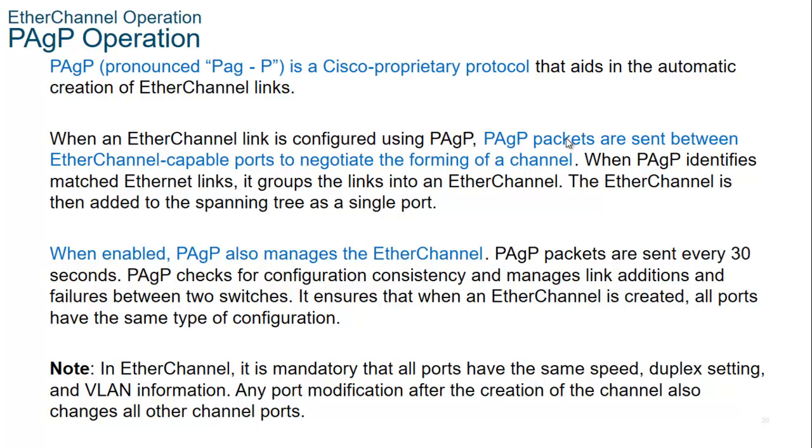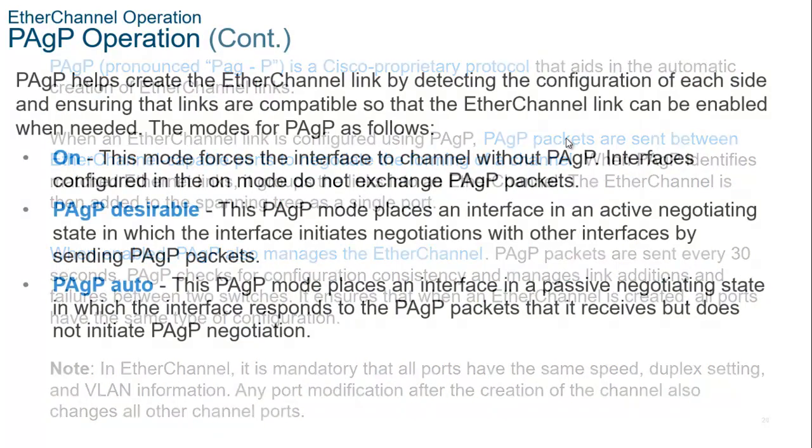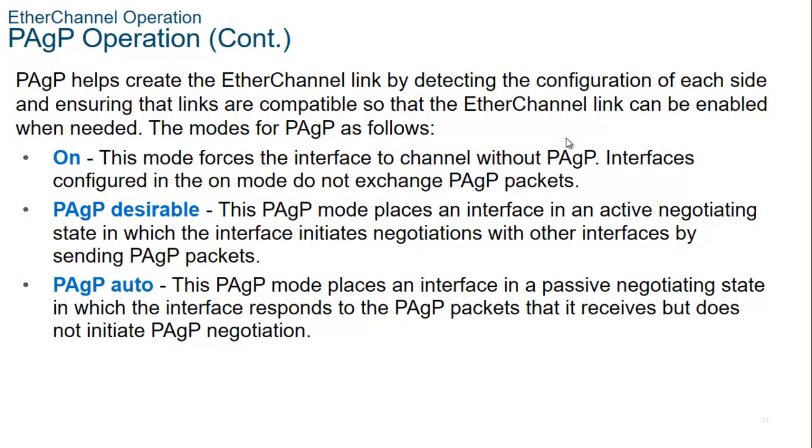You can look at PAgP operation like you are creating a group. You find people who have similar interests to you, and you have all of these boxes that you check, and if they are all aligned, then they can be in your group, and you can work together as one group. PAgP helps create the EtherChannel link by detecting the configuration of each side and ensuring that links are compatible so that the EtherChannel link can be enabled when needed.